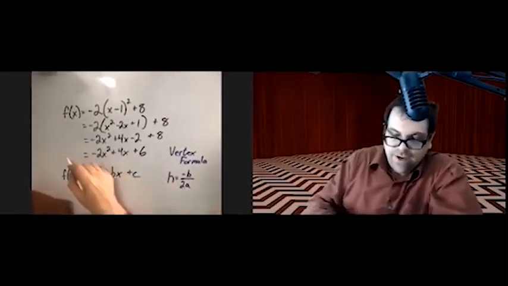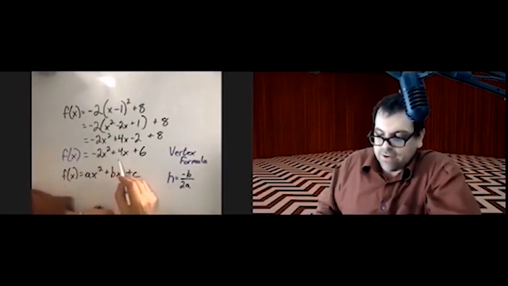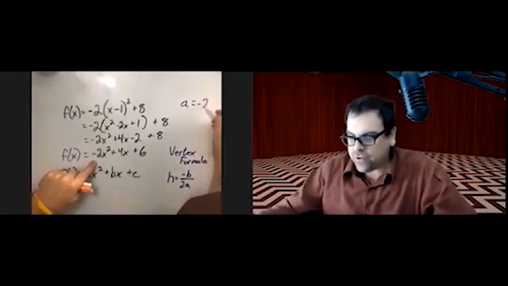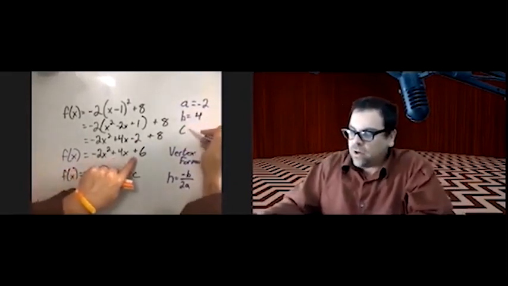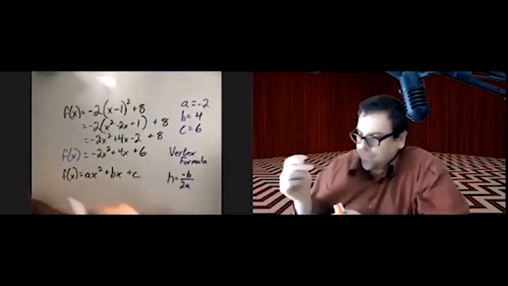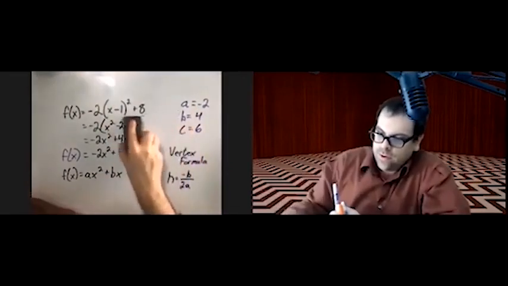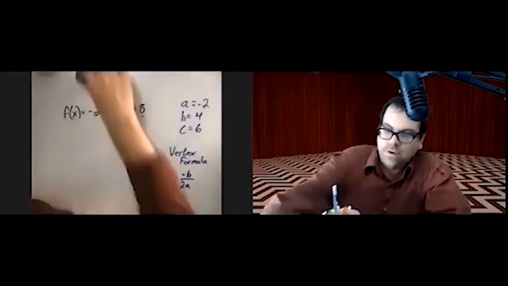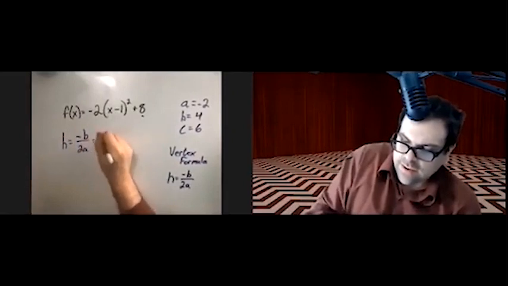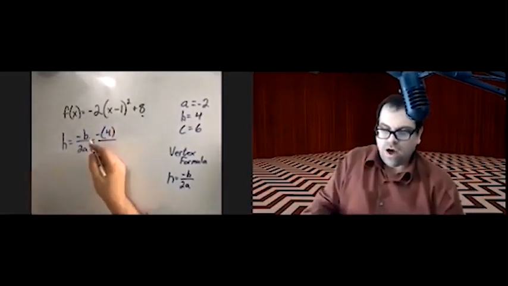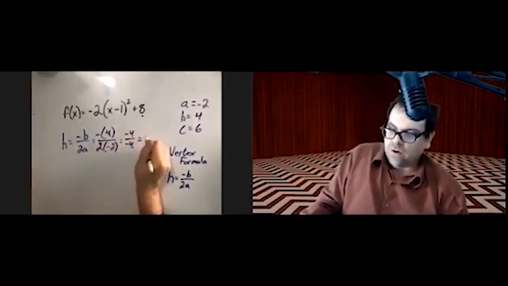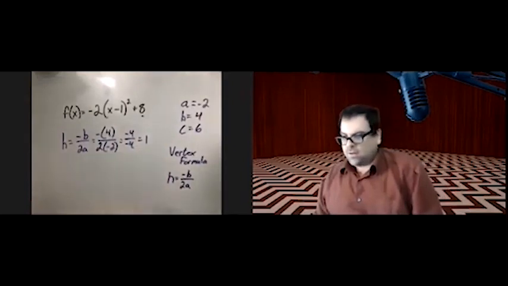So what are a, b, and c? If we have f of x equals negative 2x squared plus 4x plus 6, well, a would be negative 2, b would be positive 4, c would be positive 6. So h is negative b over 2a. That's negative 4, the opposite of 4, over 2 times negative 2. That's negative 4 over negative 4, which is positive 1. Huh.